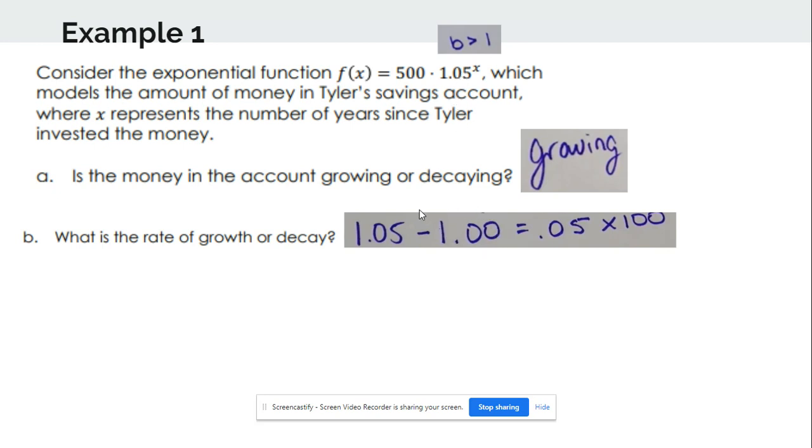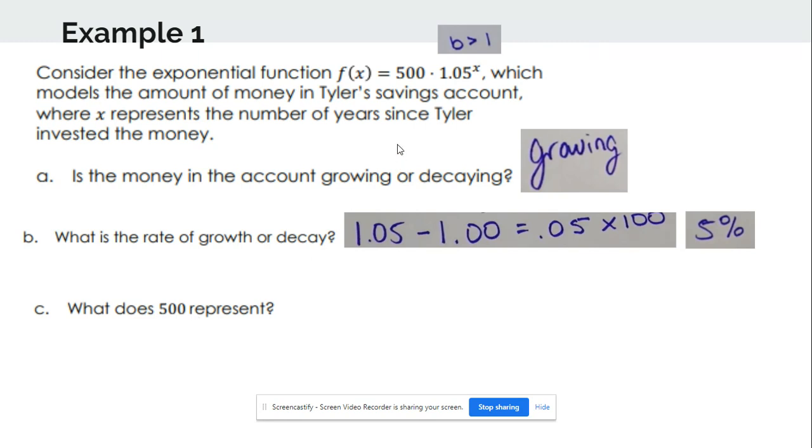The 1.05 is the amount of money that Tyler has in his savings account after 1 full year. If we find the difference between his initial value and where he's at after 1 full year, we end up with 0.05 or 5/100ths. To change this decimal back into a percent, you multiply it by 100 and you get 5%. This 5% is the rate in which his savings account is growing.